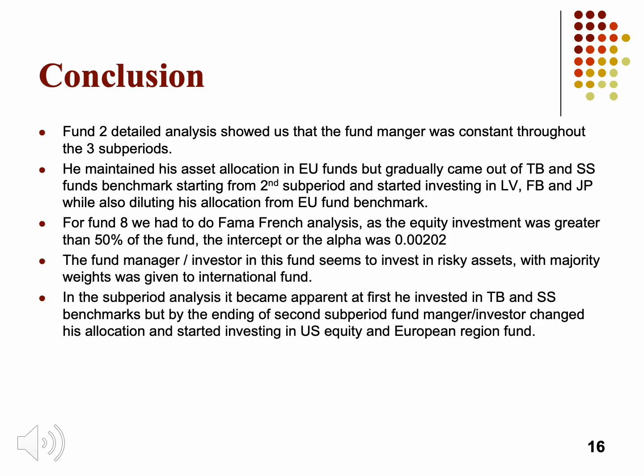For Fund 2, which we did do a detailed analysis on, it showed us that the fund manager was constant throughout the three sub-periods, both for asset allocation and asset selection. He maintained his asset allocation in EU funds, but gradually came out of the TB and SS funds, and starting from the second sub-period, he started investing in the LV, FV, and Japanese, while also diluting his allocation from the EU fund.